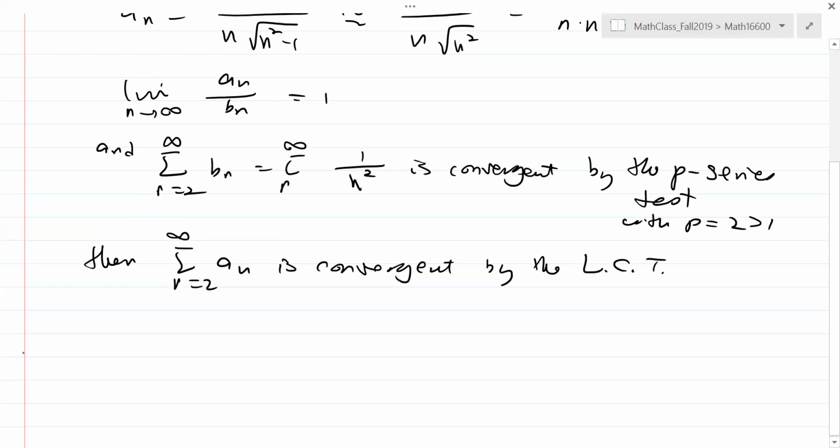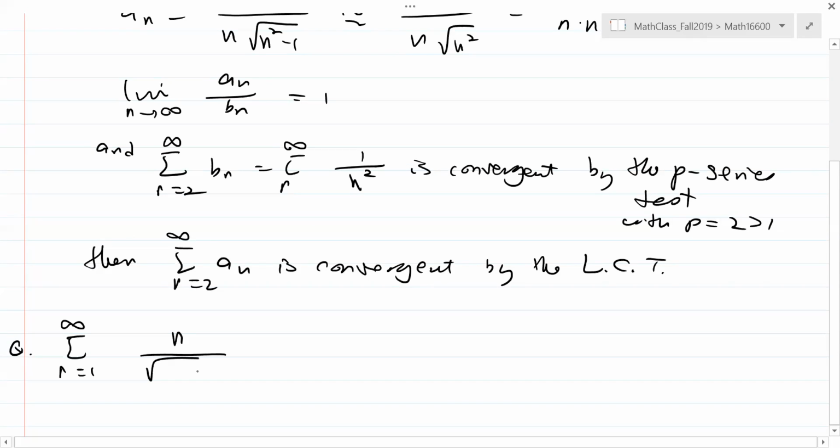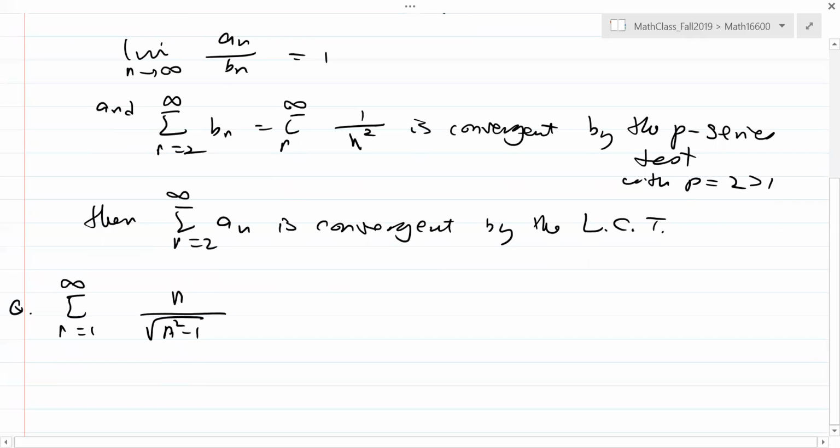Then let's look at the next one. So we have, I put n on the top. Now n starts from 2. Okay, so is it convergent or divergent? And how to prove it?